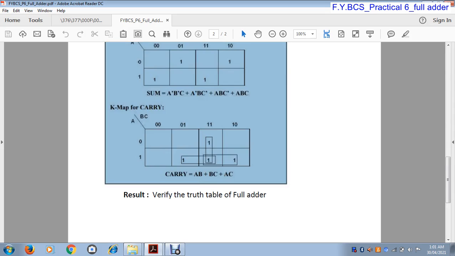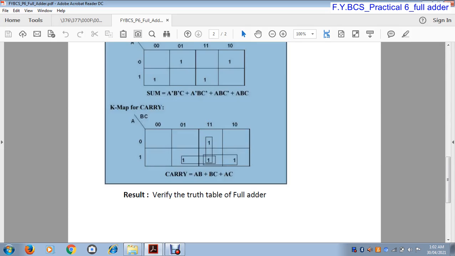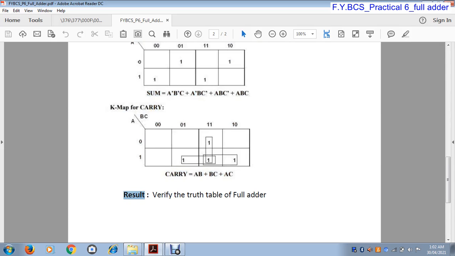Once again I repeat, we take the pair for writing the logical equation. For this pair A changes from 0 to 1, so here we eliminate A and only write B and C, so the equation is B and C. Plus, now we take this pair, so this is A. Here B changes, B is 0 here and 1 here, so B changes, while C is 1 here and also 1 here, so C is constant, so we take C. So the equation of this pair is AC.